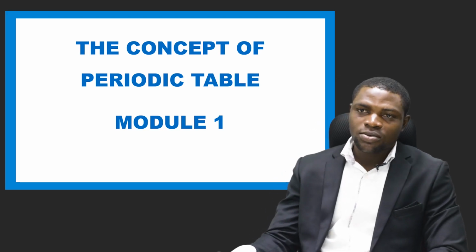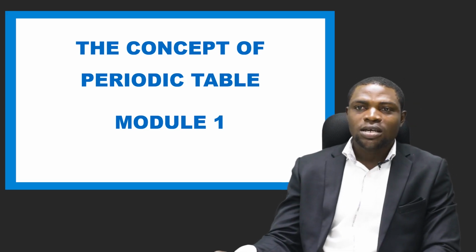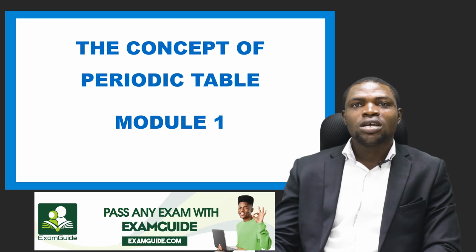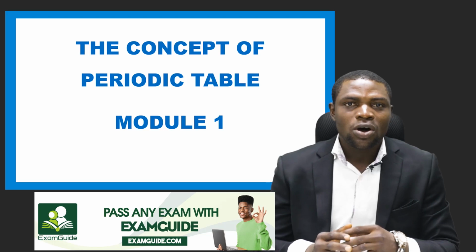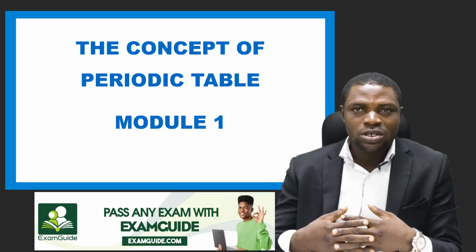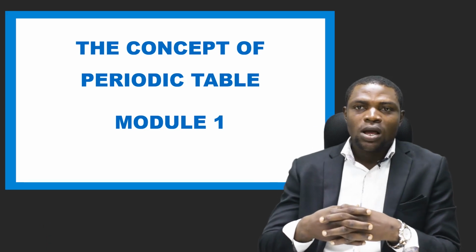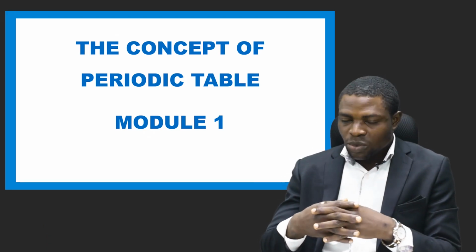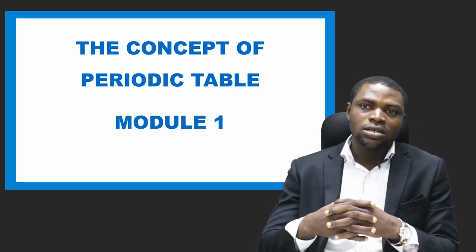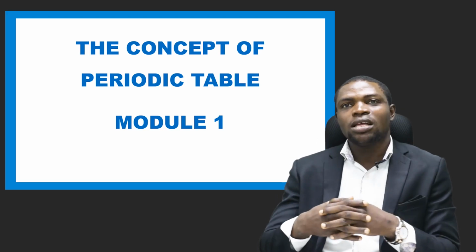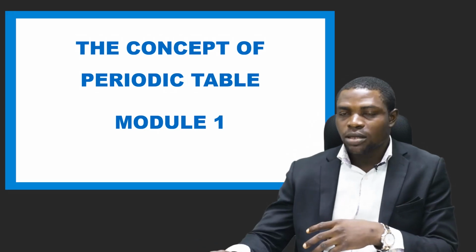Today we are looking at one of the most important topics in chemistry, and it's very important because if you don't have an understanding of this topic, you may not be able to understand the entire scope of chemistry. Today we are looking at the concept of the periodic table. The periodic table shows the arrangement of known elements, either naturally occurring or synthesized elements in the world. Let's get started.